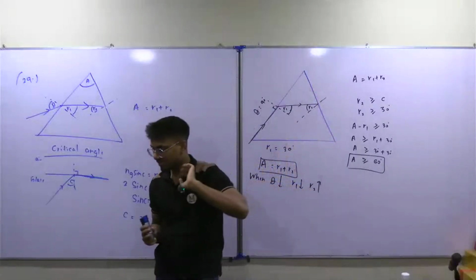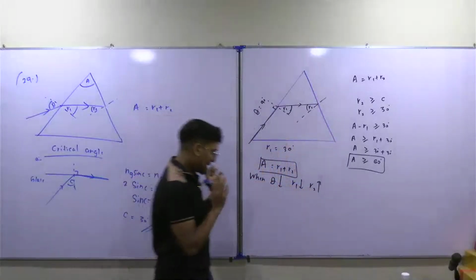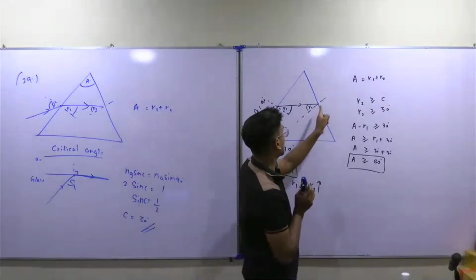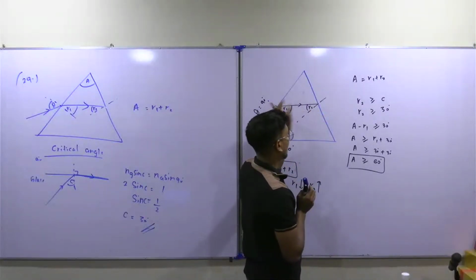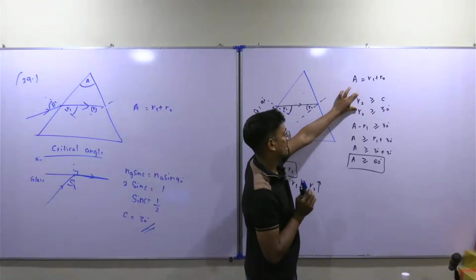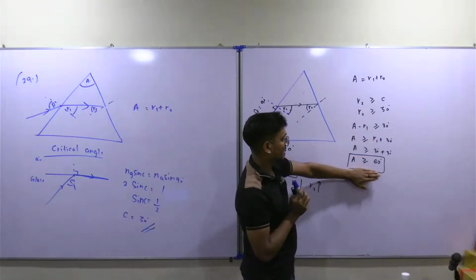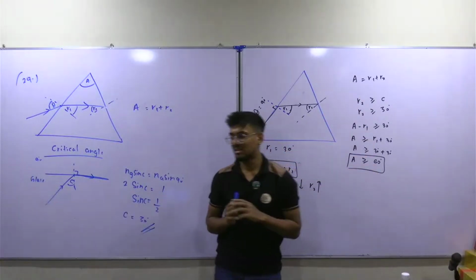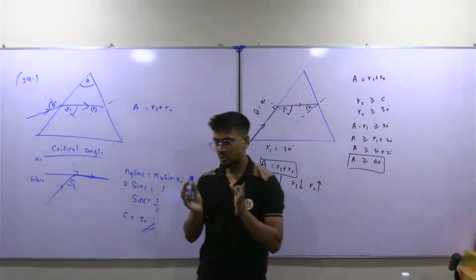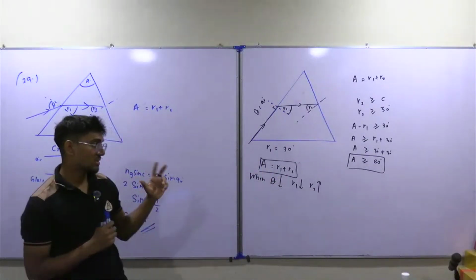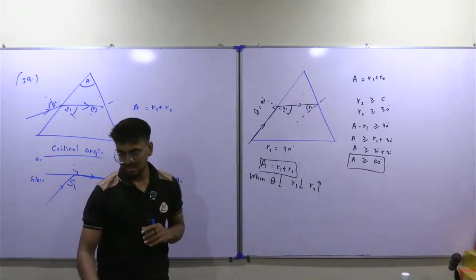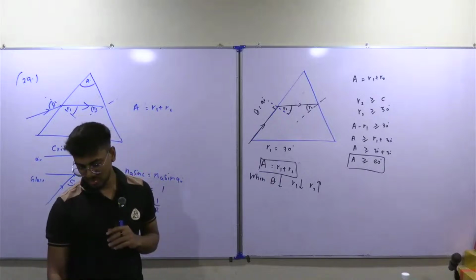Am I clear? So for the ray not to refract through this surface for any angle of theta, this condition should be satisfied. According to this, the prism angle should be greater than 60 degrees for this condition to be satisfied. So the prism angle cannot be lesser than 60 degrees. Let's move to the question.